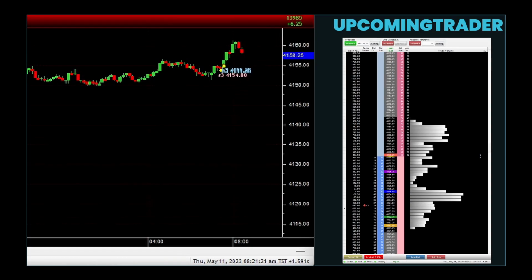Another mistake is ignoring confirmation. It is really important to wait for the price to confirm the pattern before you act on it. If you jump in too quickly, you might get caught in a false move. A breakout with low volume might not be reliable, so it is better to wait until you have a clear signal.